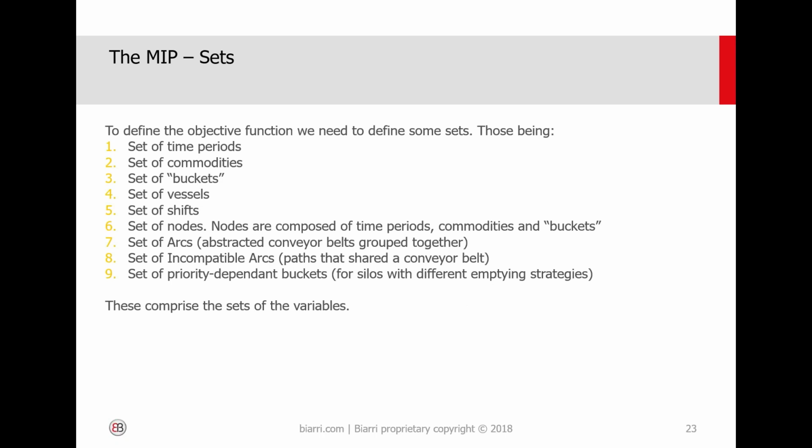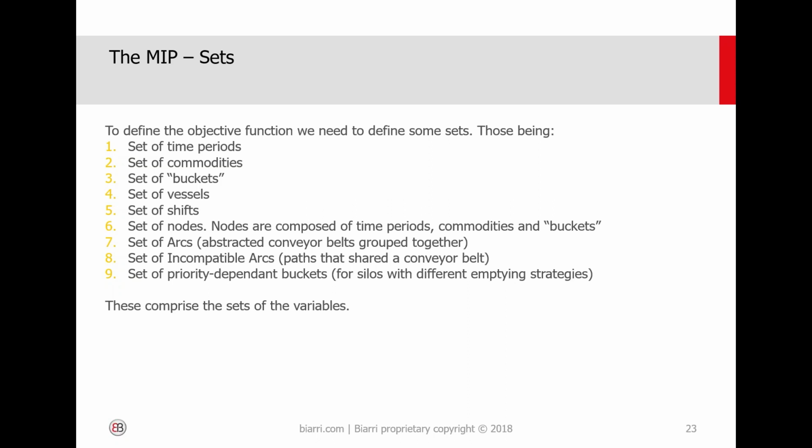What are the variables of interest within our mixed integer program? Those are things like time periods, they're things like commodities, so the different grains and stuff like that. They're a set of buckets, and buckets is our generalized term for a silo, an annex, a bulkhead, a variety of other things. We have a set of vessels, so they're the ships that are going to get loaded with the commodities, a set of shifts for the workers, so when the workers work, because you need to make sure that there are workers capable of managing what we've put in there.